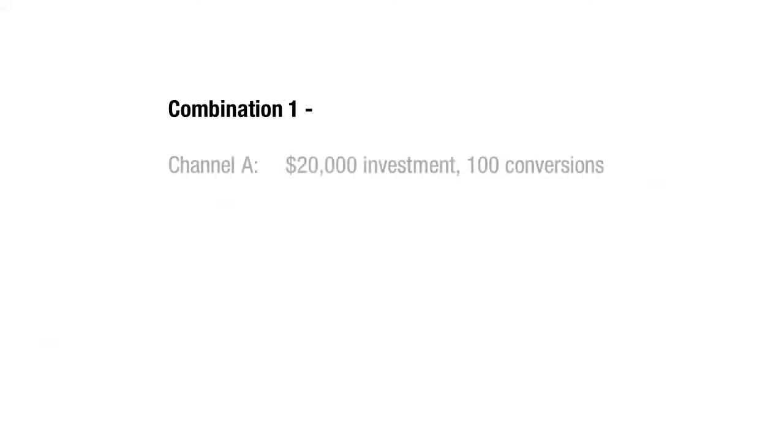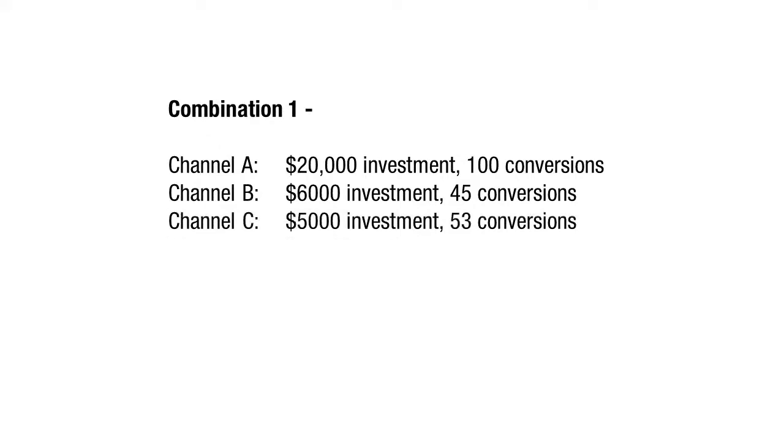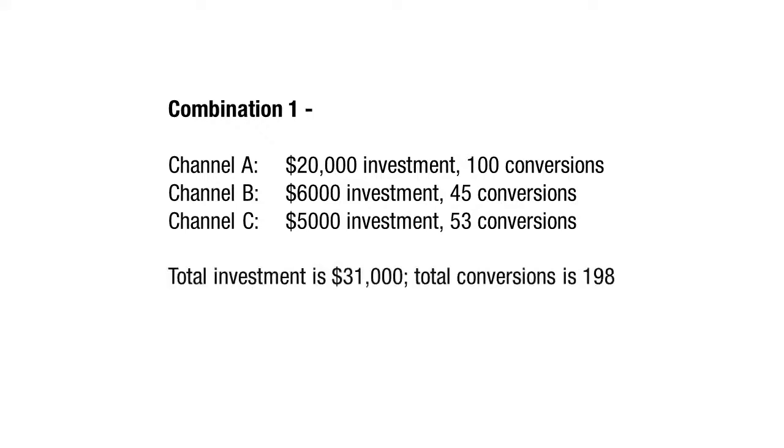Combination 1. Channel A, $20,000 investment, 100 conversions. Channel B, $6,000 investment, 45 conversions. Channel C, $5,000 investment, 53 conversions. Total investment is $31,000. Total conversions is 198. Combination 2.